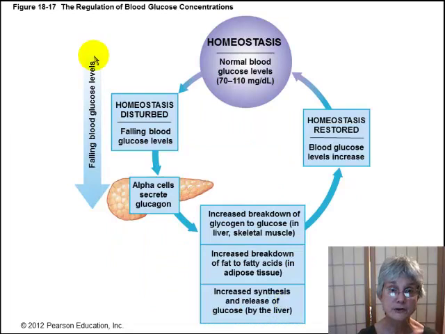Now, if it's been a while since you ate, your blood glucose levels are falling. The alpha cells secrete glucagon. Glucagon stimulates the liver. I don't think it really does stimulate skeletal muscle at all. I think that's a mistake in the book, but it definitely stimulates the breakdown of glycogen to glucose in the liver, and the breakdown of fat and fatty acids in the adipose, and a special process by which liver cells can actually create new molecules of glucose, converting fat and amino acids into glucose. And that's going to bring your glucose level back up to the normal level.